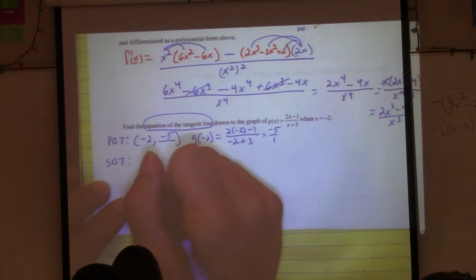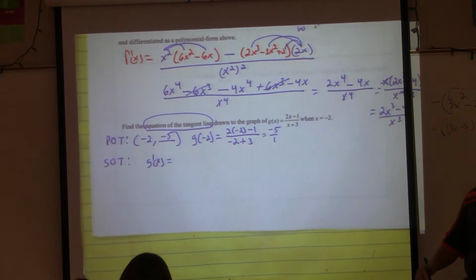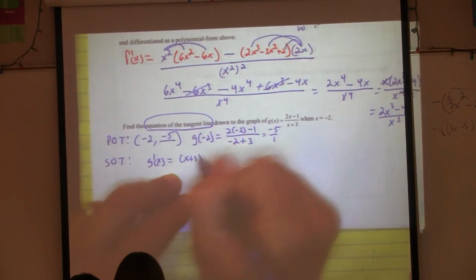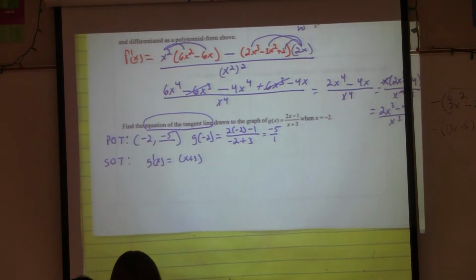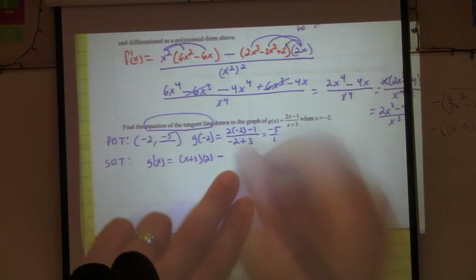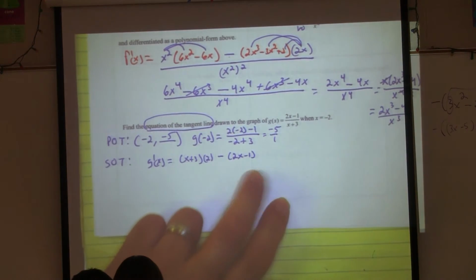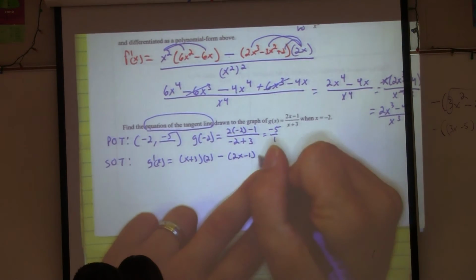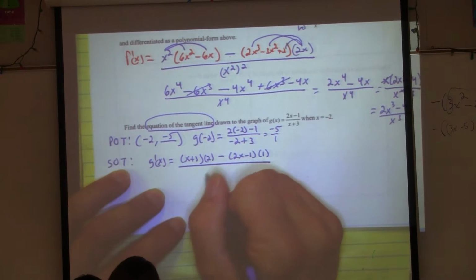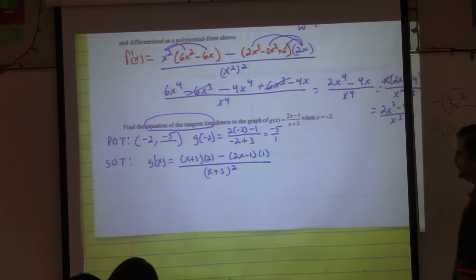So let's do it. Ready? So what is it? Low! What is the low part? X plus 3. X plus 3. D high! 2. Minus. High. D low. Over. Low squared, which is x plus 3 squared, right?